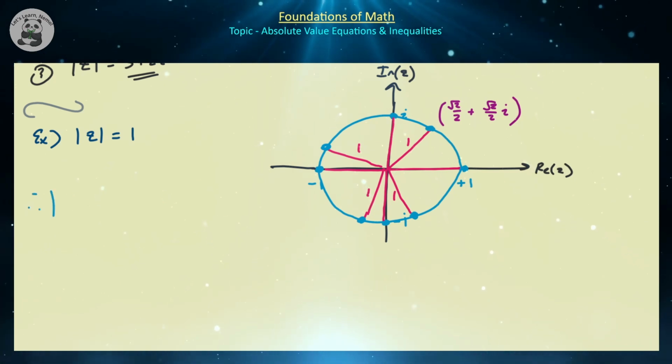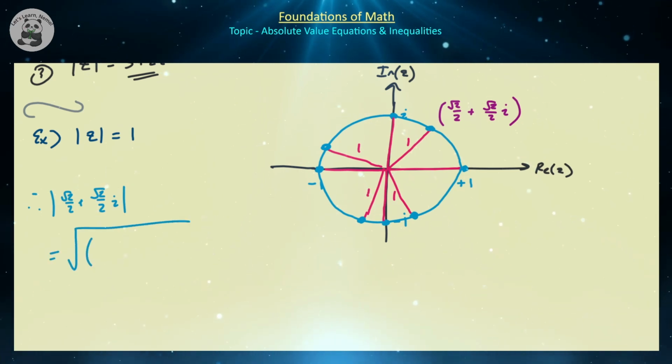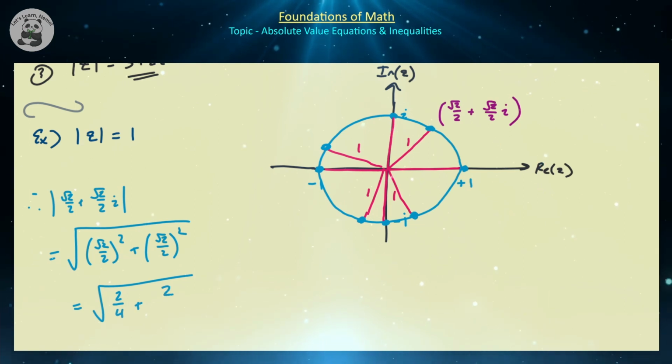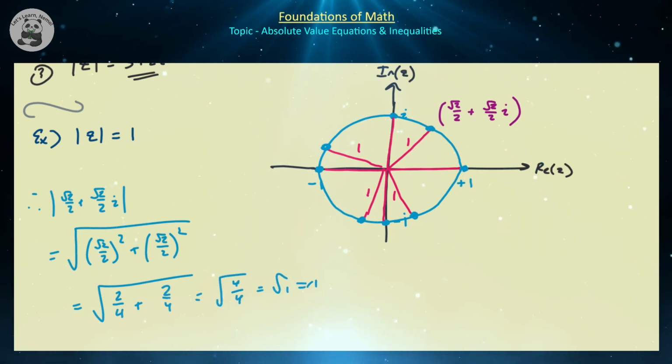So the absolute value of the square root of 2 over 2 plus the square root of 2 over 2 i will be equal to the square root of the real part squared, square root of 2 over 2 squared, plus the imaginary part, square root of 2 over 2 squared. That's going to be equal to the square root of 2 over 4 plus 2 over 4, which is the square root of 4 over 4, which is the square root of 1, which we know is going to be 1. Therefore, the square root of 2 over 2 plus the square root of 2 over 2 i is a solution to that absolute value equation.